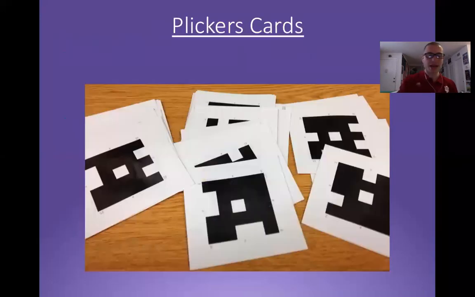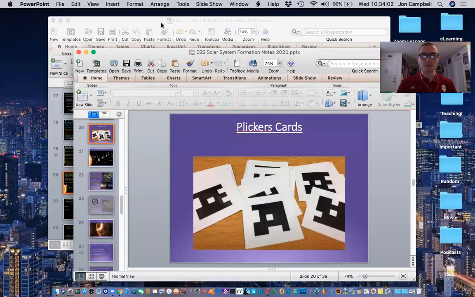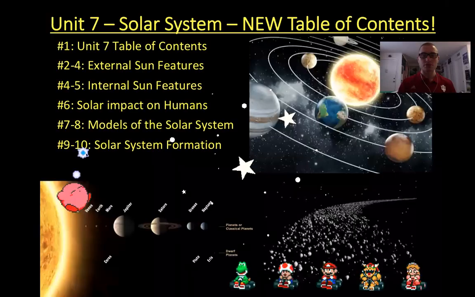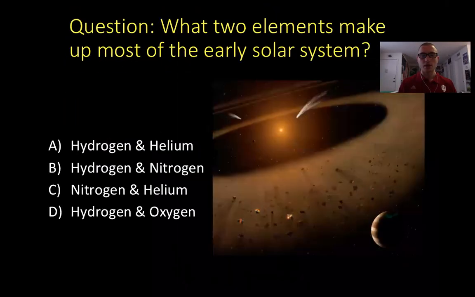Okay, let's do our last question of the day before I finish this up with our stuff for the day. I'm going to try to keep things short, guys. Got a few minutes here. Our last question from the other day: What two elements make up most of the early solar system? Is it A, hydrogen and helium, B, hydrogen and nitrogen, C, nitrogen and helium, or D, hydrogen and oxygen?